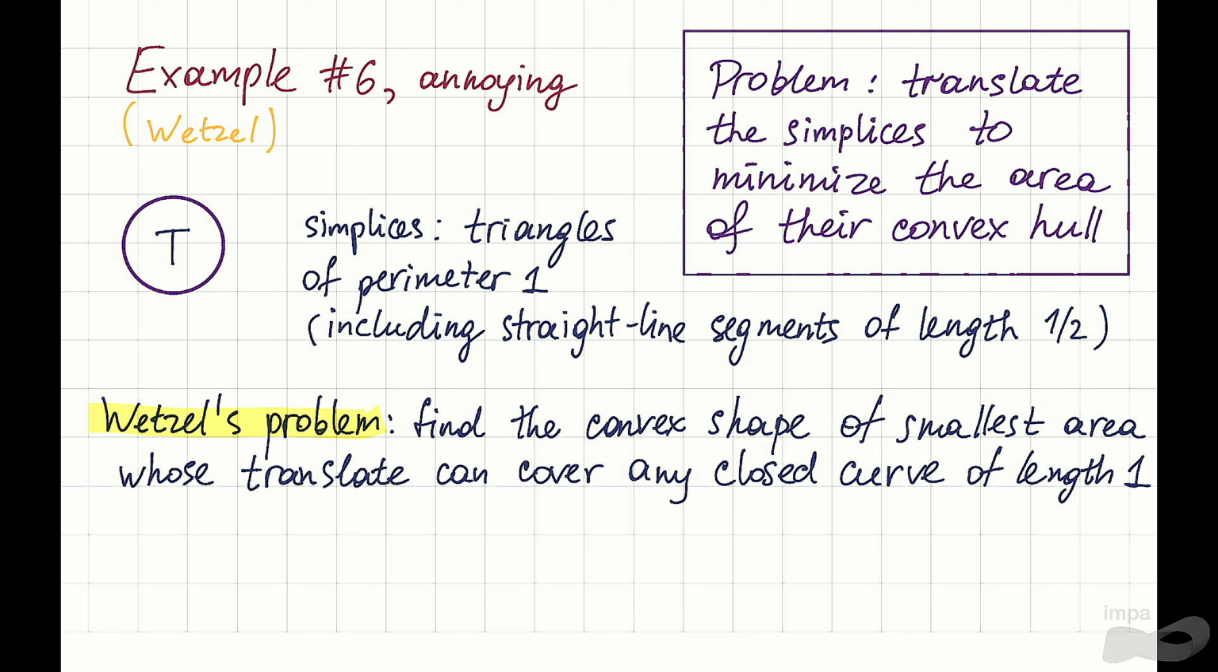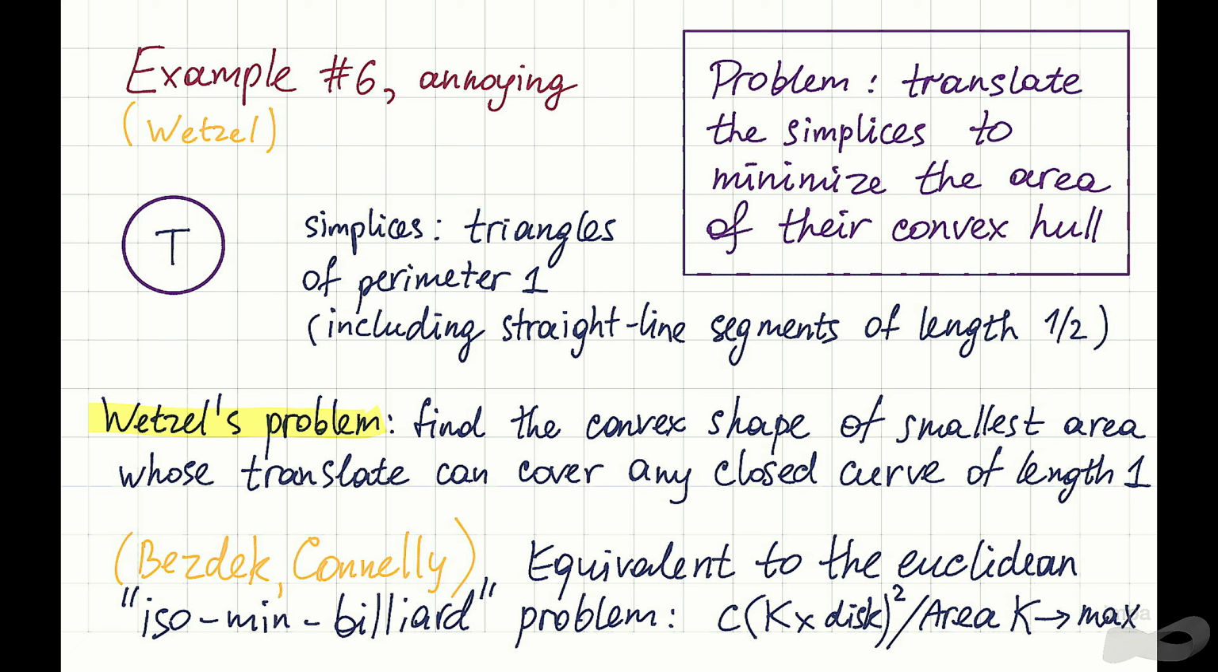It seems like this problem was famous, and this was actually the motivation for Balitskiy and Connolly to write their paper, where they explained the characterization of shortest billiards in terms of this type of convex packing problems. So it's an old problem from the 70s. Find the convex shape of smallest area whose translate can cover any closed curve of length 1. And thanks to the result of Balitskiy and Connolly, it's equivalent to a question which I can formulate in symplectic terms by saying, let's maximize this systolic ratio.